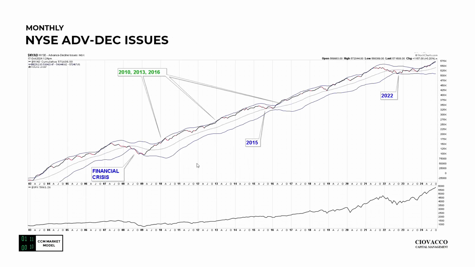Now we're looking at the NYSE Advanced Decline Issue line. Advancing issues minus declining issues. Constructive look, similar look in 2024.